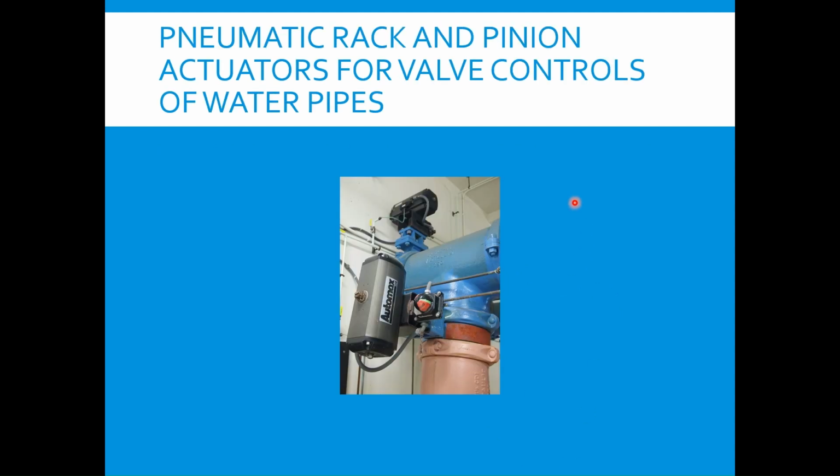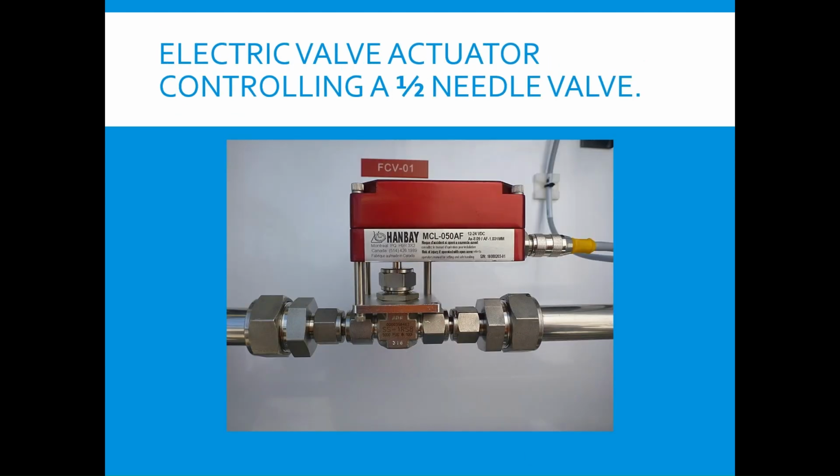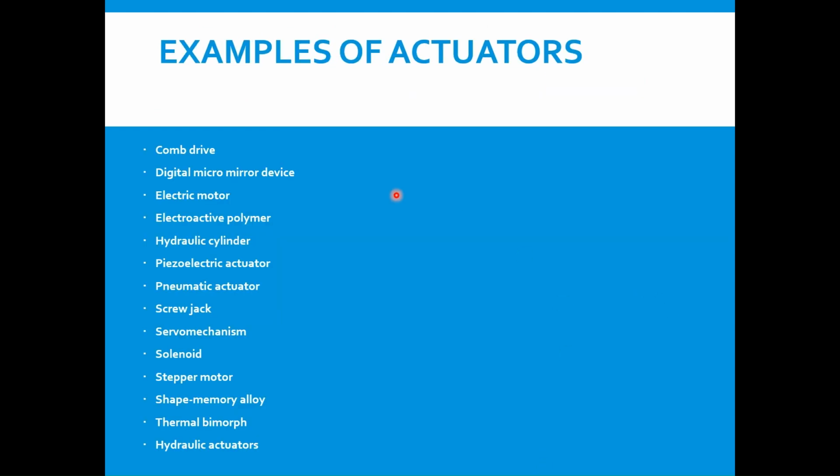This is an example for pneumatic rack and pinion actuators for valve controls of water pipes. This is electrical valve actuator controlling a one-off needle valve. There are several examples of actuators, home drive, digital mirror device, and there's a huge list. And there are many more actuator examples available. These are some of the very important ones.